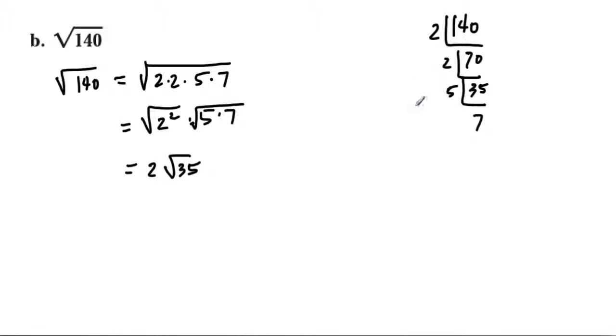So if you look at the drop down method, you simply pair up the 2 and that goes outside, and these two prime factors don't have any pairs, so you simply keep them inside.